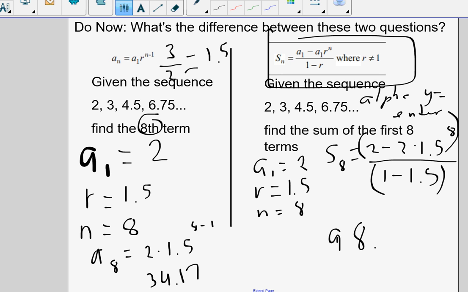98 point, I'm going to round to the nearest hundredth again, so that'll be 98.52. So that's how we use the series formula. And this series formula works specifically for geometric sequences when we're adding them up.